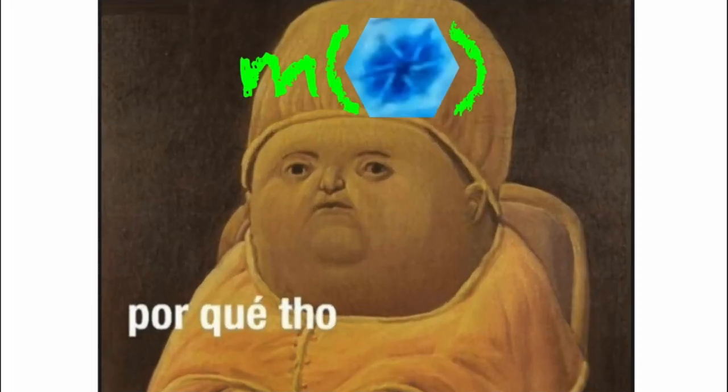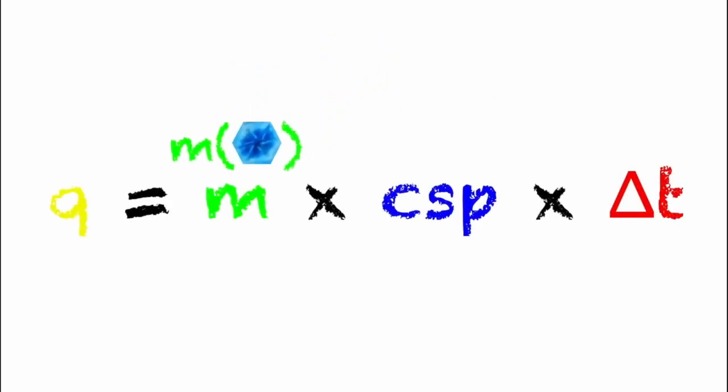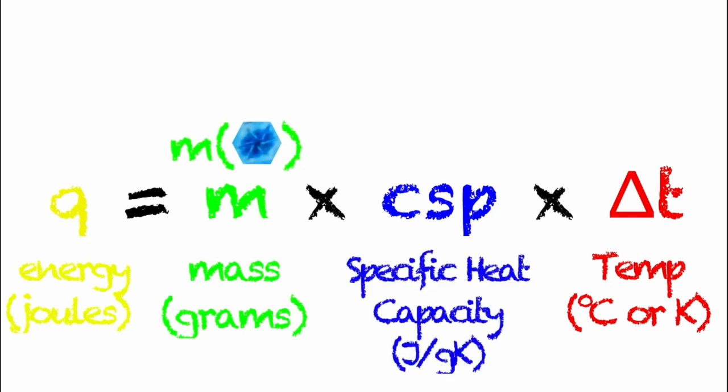Now you may be wondering why we're finding the mass of all of Mario's ice hexagons. Well, that's because it fits perfectly into our next formula, which says Q equals mc delta T. In this formula, Q is the energy in joules, m is the mass in grams, delta T is the change in temperature in degrees Celsius or Kelvin, and C, or sometimes Csp, is specific heat or heat capacity, of water in this case, in joules per gram Kelvin.